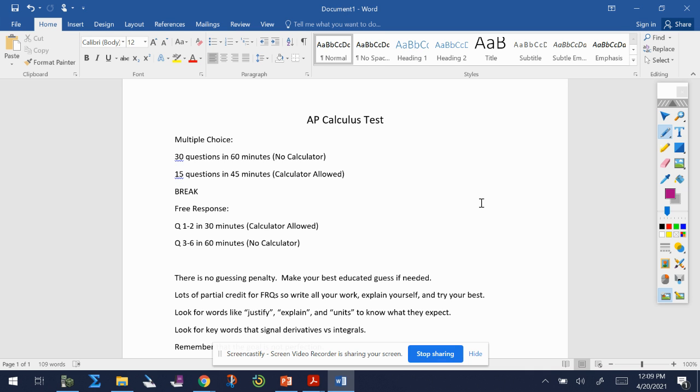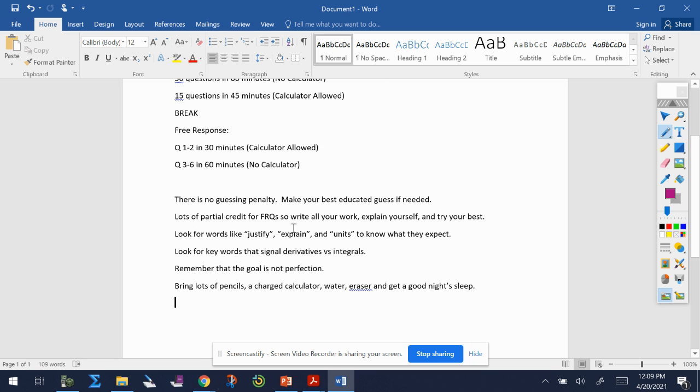Basically, wherever you can find cheap points, whether it's just knowing a formula but not knowing what to do next, or knowing how to set something up but not knowing how to integrate, you want to take advantage of those opportunities. So I have some tips down here. I already mentioned no guessing penalty. There is lots of partial credit for FRQs. You do not need to earn all 9 to be successful. If you can find a way to earn 4 or 5 or 6 points on a FRQ, you're doing great.